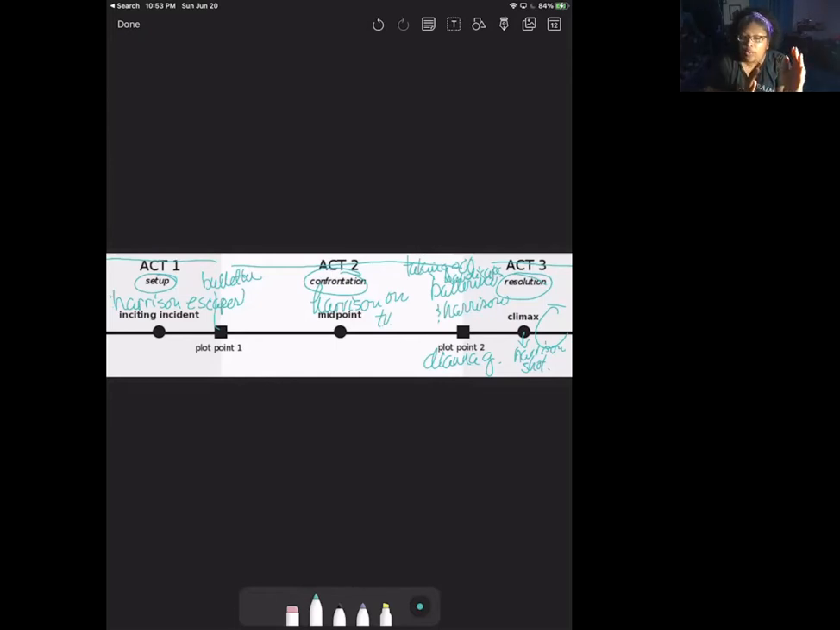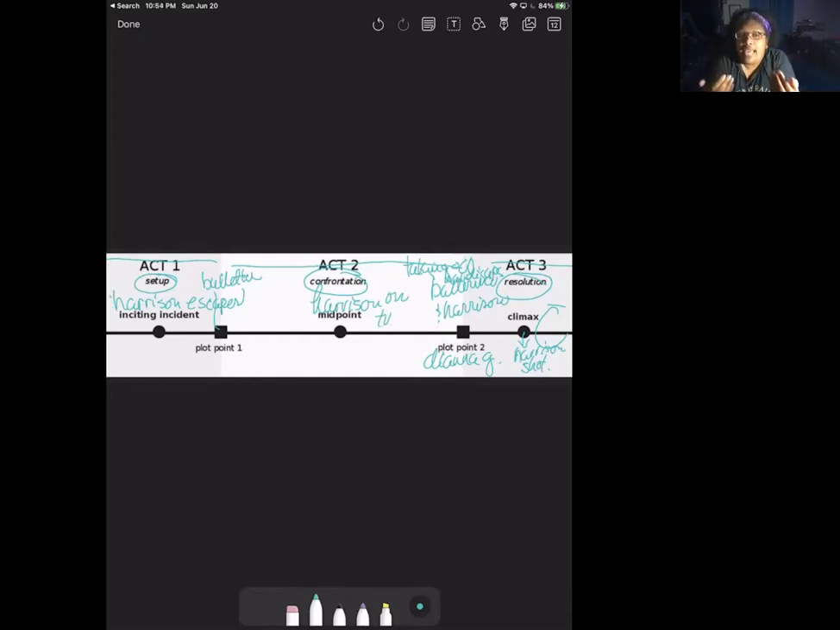Like act 1 will have an exciting incident. It will be a plot point that leads us from act 1 to act 2. There will be a midpoint that's happening in act 2 where there is a confrontation of some sort. There will be a plot point at the end of act 2 that leads us into act 3 where there will be a climax and a resolution. That's how you'll explain it.